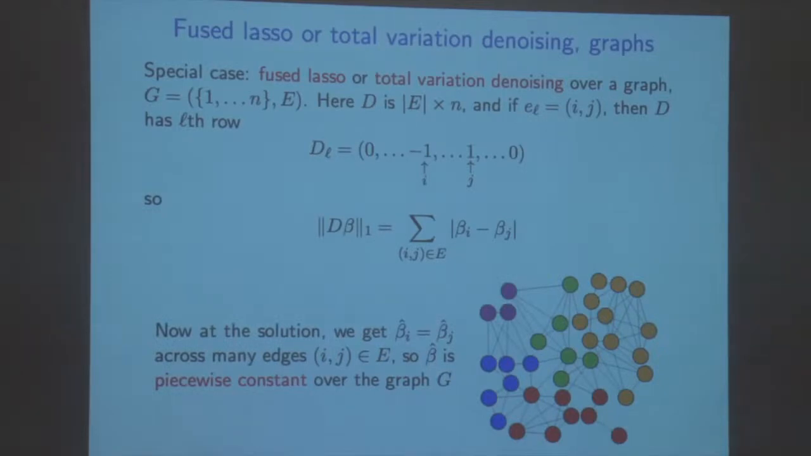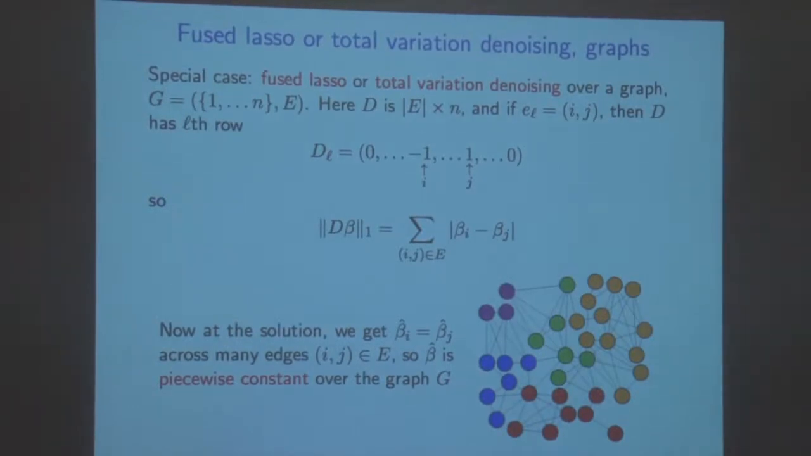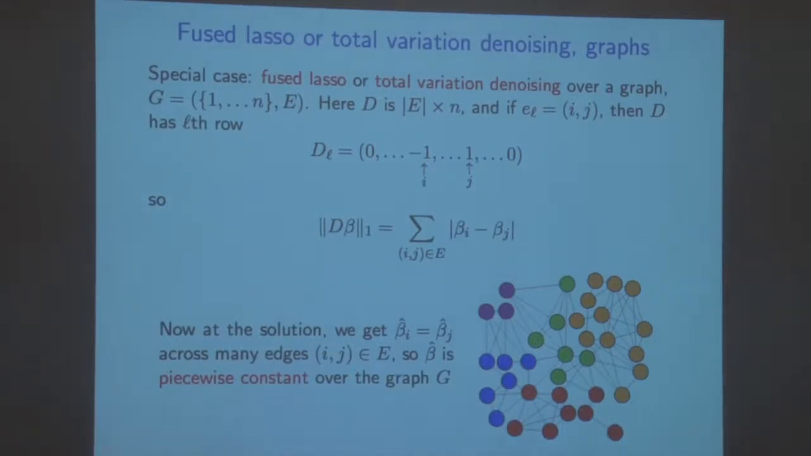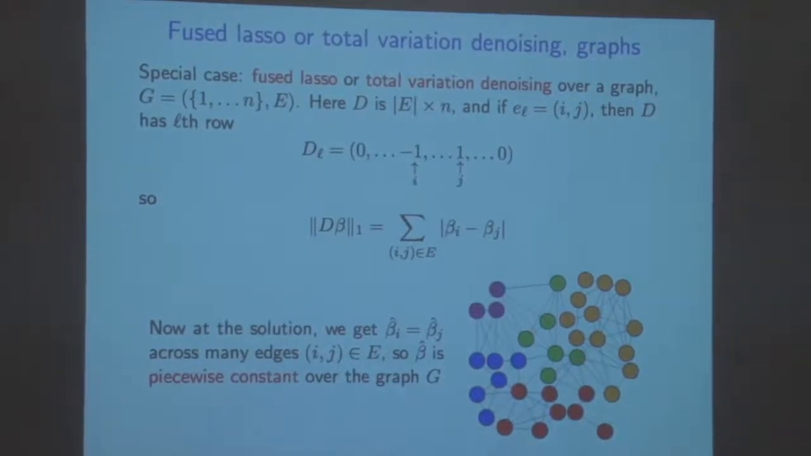To make things slightly more interesting than the 1D case, we can think about these problems over graphs rather than just over 1D structures. And so the graph is kind of the most arbitrary structure you could imagine. So in this sense, this is a much more general problem. And we'll just talk about the fused lasso over a graph, which is also, like I said, called total variation denoising over a graph in different fields.